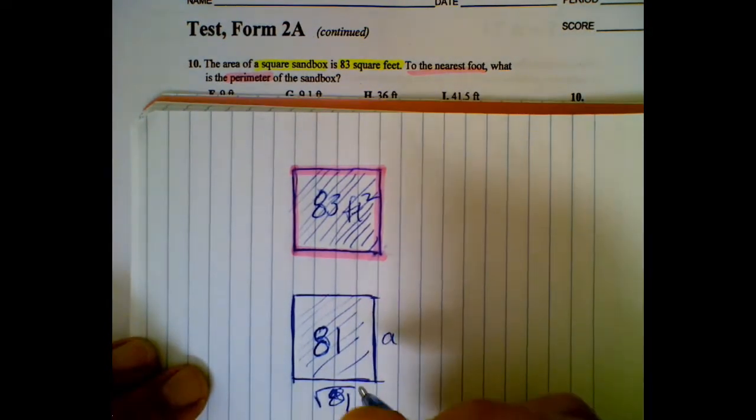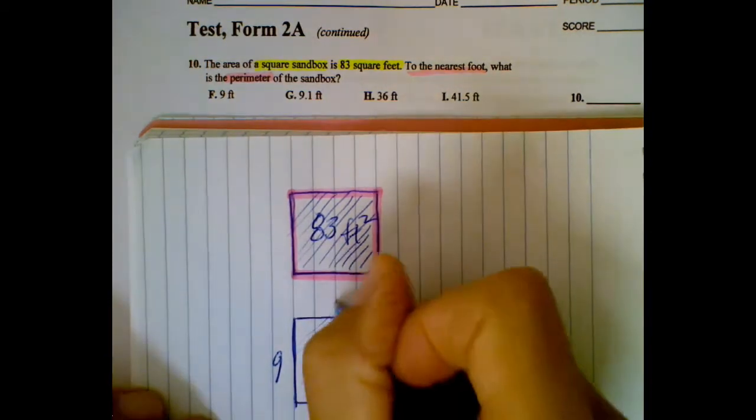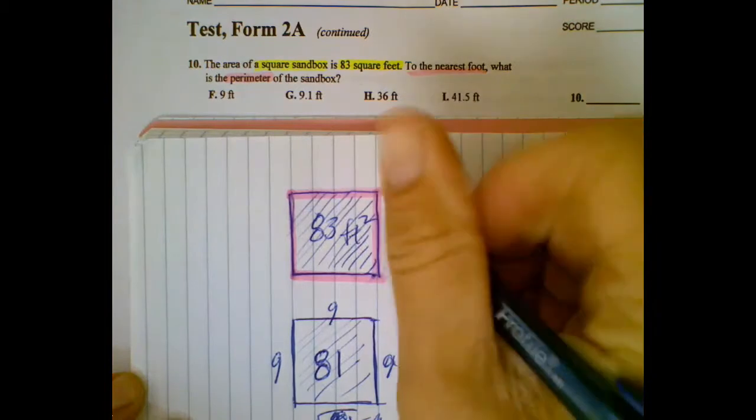So I need two numbers. One multiplied by itself is 81, or the outside here is going to be the square root of 81. Well, what's the square root of 81? Well, it's 9. So I know for my near square with an area of 81, each side length is going to be 9. So that means this edge is going to be close to 9 as a side length.